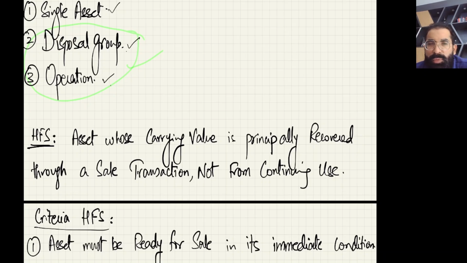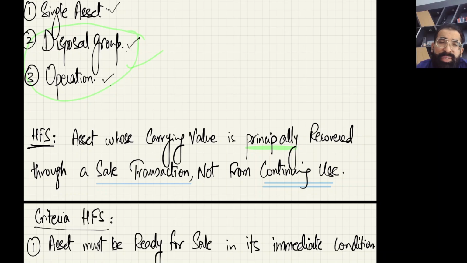Okay. So first of all, this is the definition of held for sale. This is the main definition you must know. In the examination sometimes you need to write it. Asset whose carrying value is principally recovered through a sale transaction, not from continuing use. Okay. So now the major benefit you will obtain is from sale of that asset, not from usage.